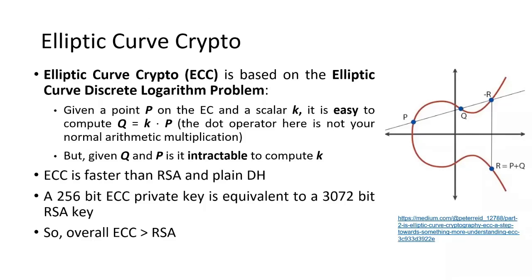ECC is based on the elliptic curve discrete logarithm problem, ECDLP, which states that it is easy and hence efficient to compute Q equals K dot P, but it is difficult to find K knowing Q and P. You can think of it like the discrete logarithm problem which Diffie-Hellman is based on. This security is strengthened with a greater prime order of the underlying finite field.